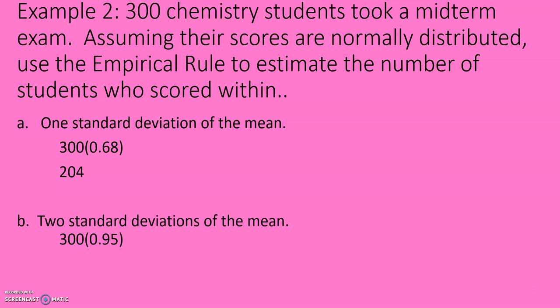Within 2 standard deviations of the mean, using the empirical rule, 2 standard deviations of the mean includes 95% of the data, so 300 times 0.95 tells us that 285 students scored within 2 standard deviations of the mean.